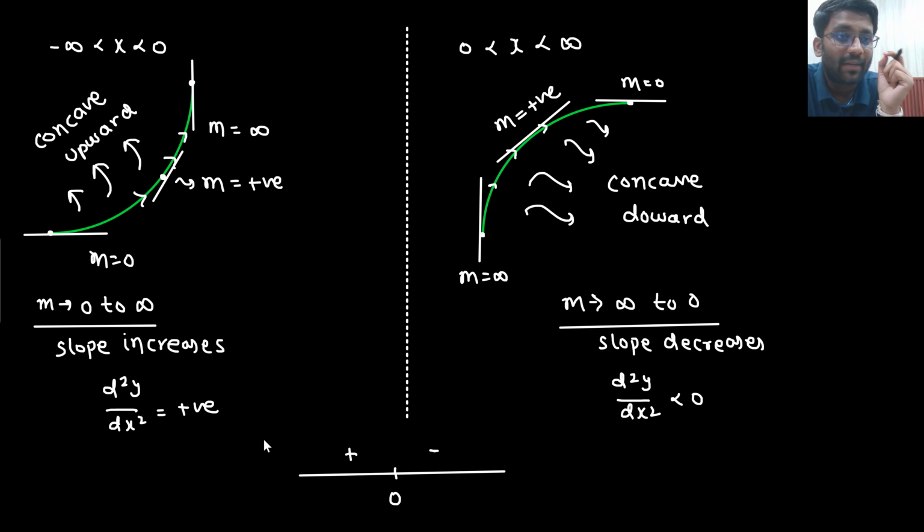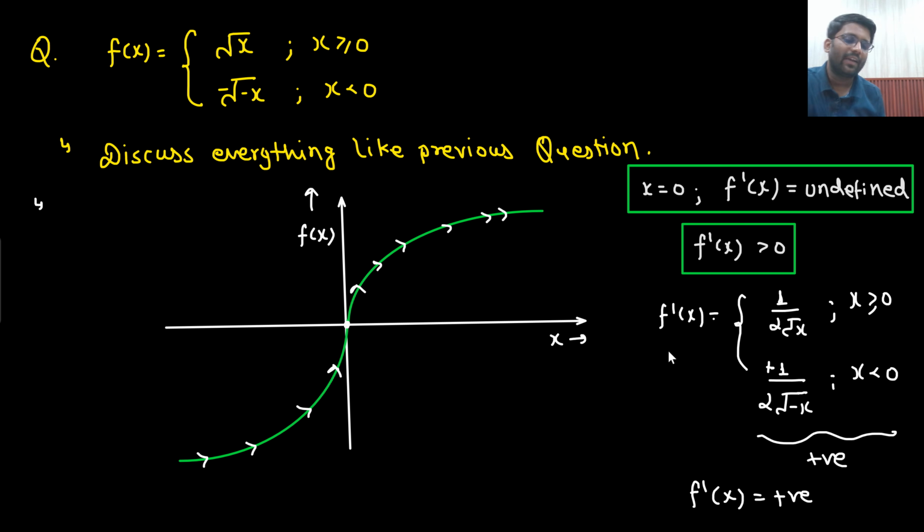Your matter of concern will become f double dash x. When I talk about the concavity, I am not talking about the nature of the graph. I am talking about the nature of the slope. Nature of the graph: f dash x always positive, increasing. That's it. This is the nature of the graph.